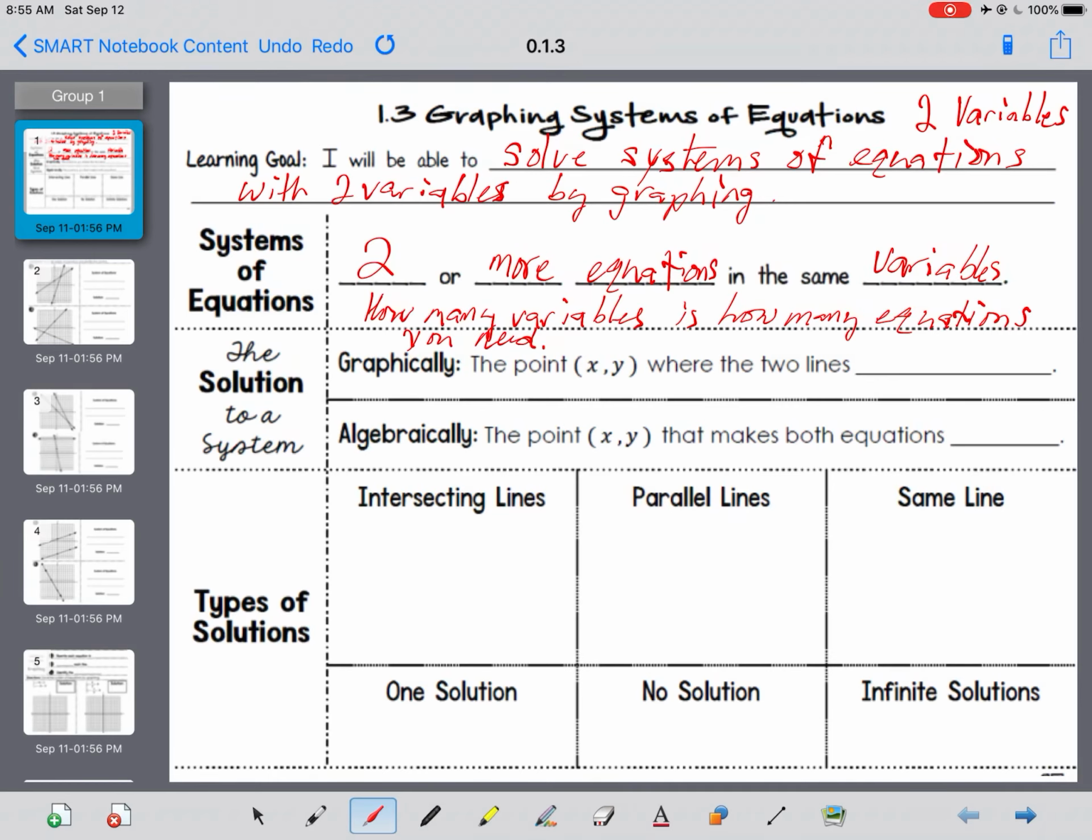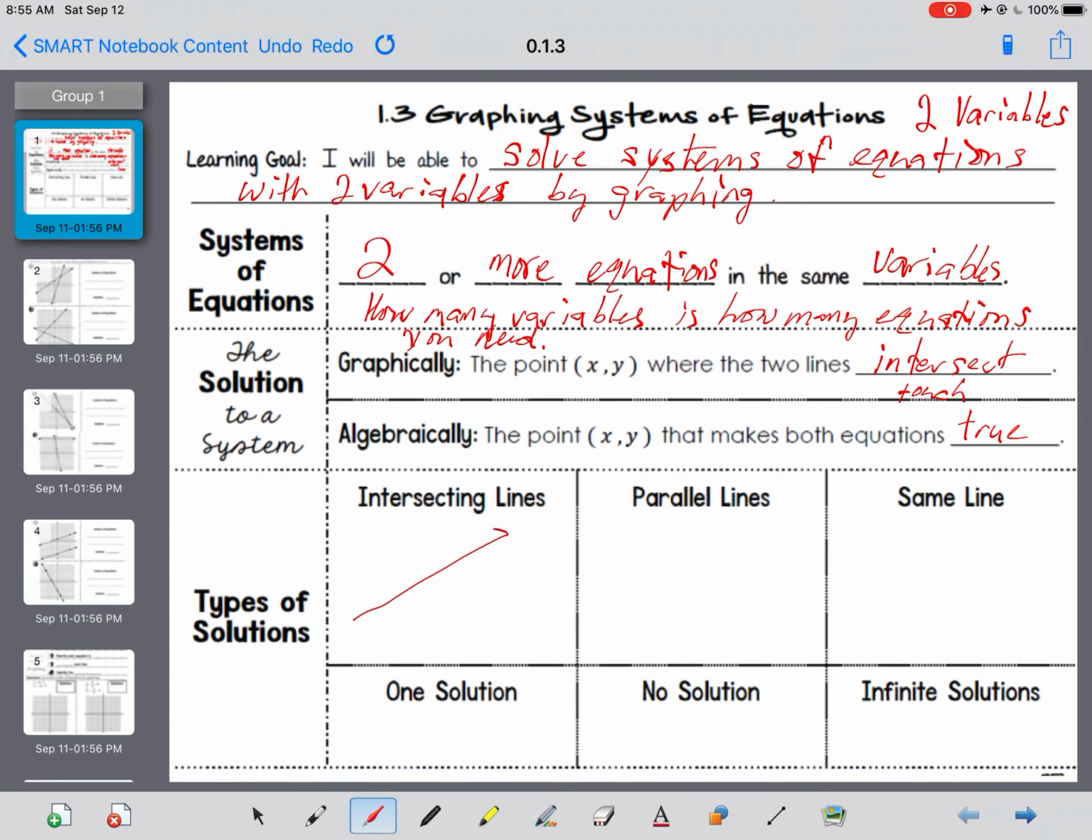All right, the solution to a system, graphically, is the point x, y where the two lines intersect. If you need to know what that means, it means where they touch. Algebraically, so mathematically, it is the point x, y that makes both equations true. It is the one coordinate that you can plug into both equations and it actually works. It makes true statements. There are three main types of solutions that we're going to see.